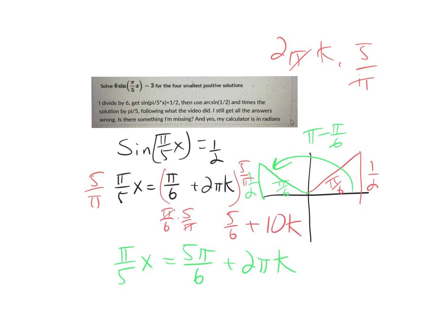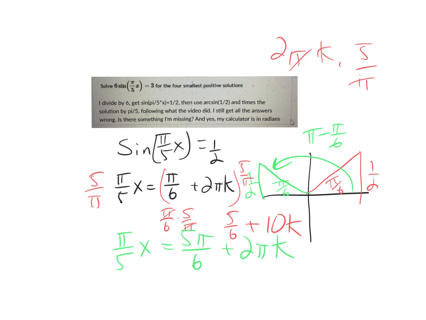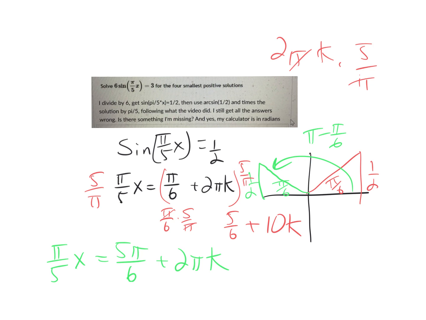And so that's going to be a series of answers that will help us get the 4. And then for this other one, again, we're going to multiply by 5 over pi. There the pi's cancel out, so I've got 25 over 6, and then I get another plus 10k. So how do I get the 4 smallest answers?